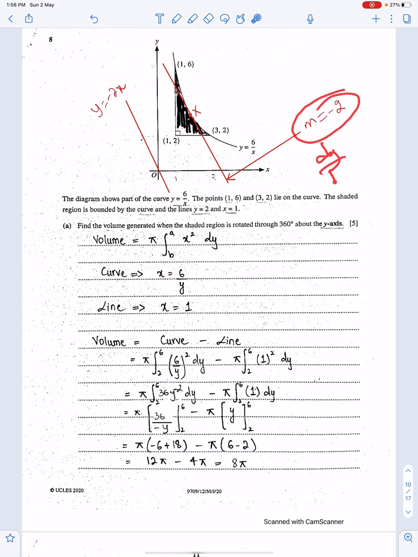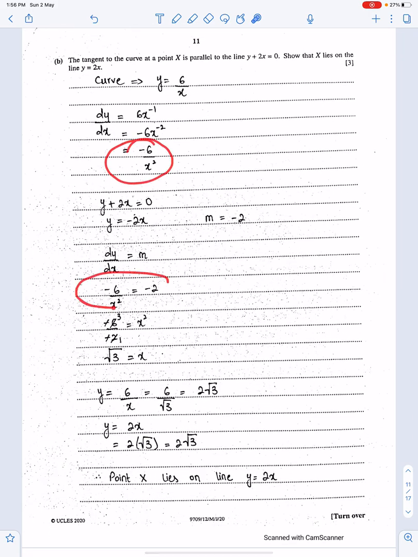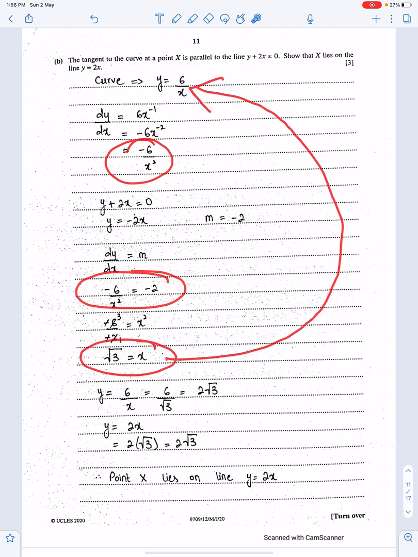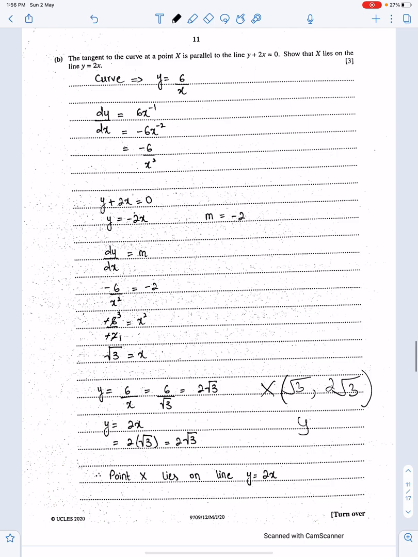This is dy upon dx. So by equating this to minus 2, we have x equals root 3. By substituting this root 3 here, we have y equals 2 root 3. So the coordinates of X are (root 3, 2 root 3). Now we just need to check whether this point lies on y is equal to 2x or not. We have to show, in fact. So we need to put this point into this equation. So 2 root 3 is equal to 2 root 3, shown.